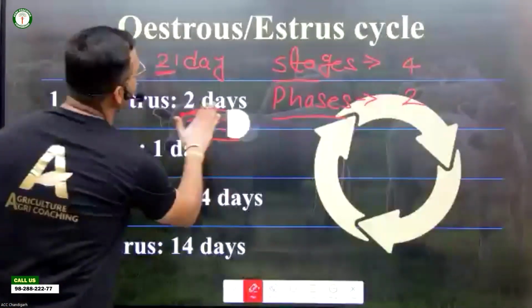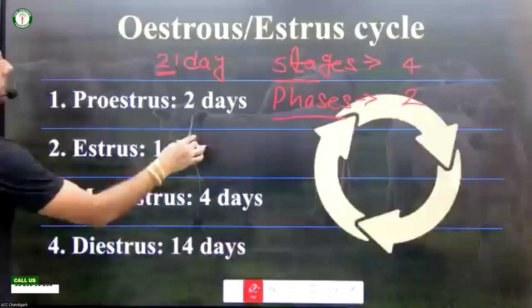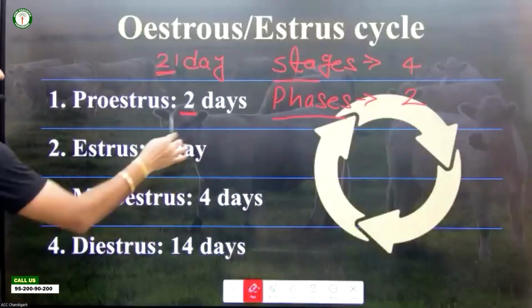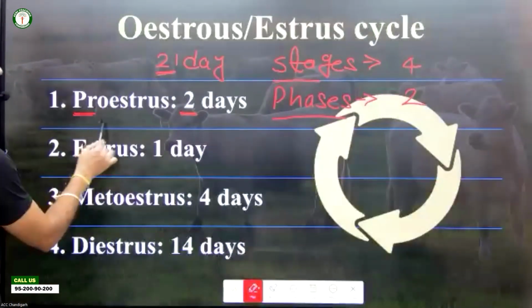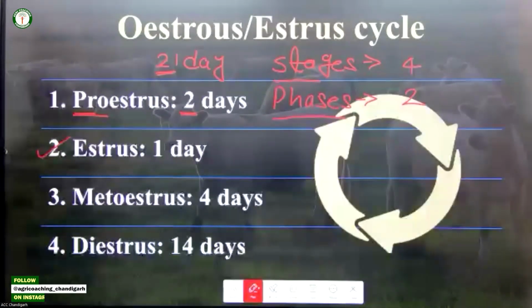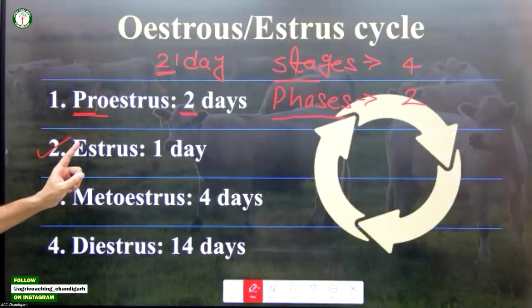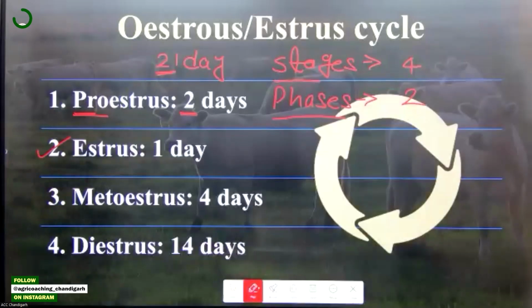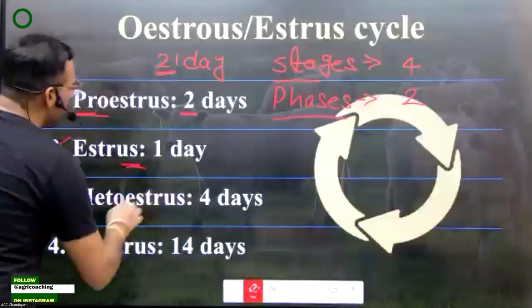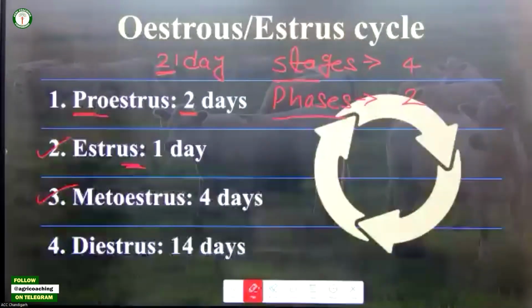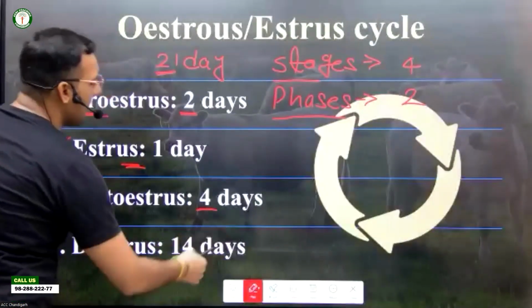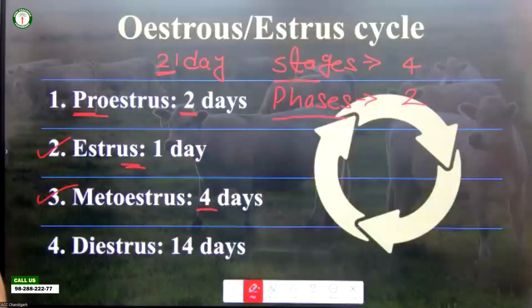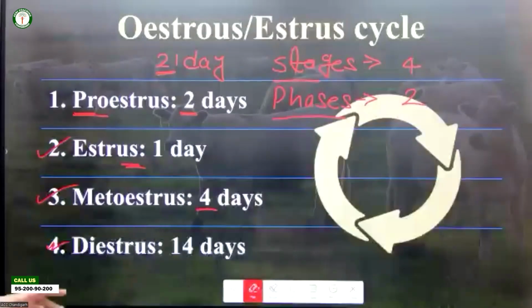So generally the duration of Proestrus is 2 days. After 2 days, Proestrus will complete. Now the next stage will start, which is Estrus. Estrus will have a duration of 1 day only. Then once Estrus is over, the third stage will start, which is Metestrus. Metestrus has a duration of 4 days. After 4 days, Metestrus will be over and Diestrus will start, which has a duration of 14 days.